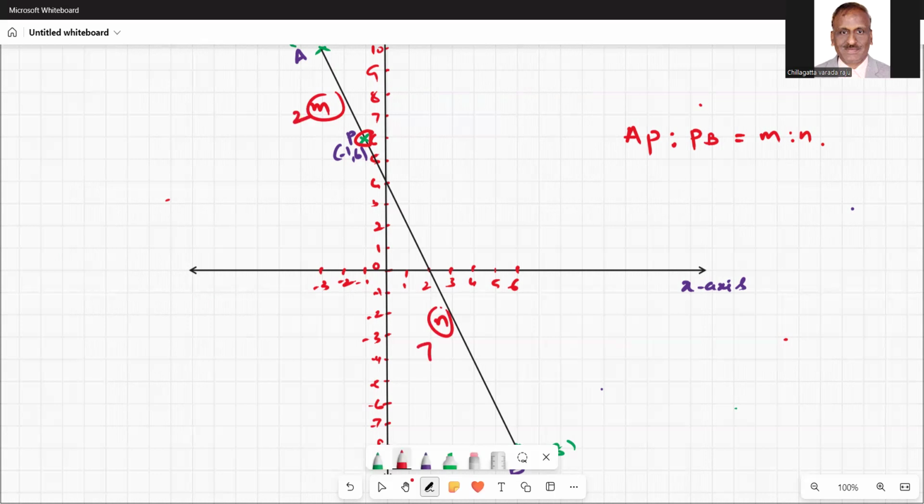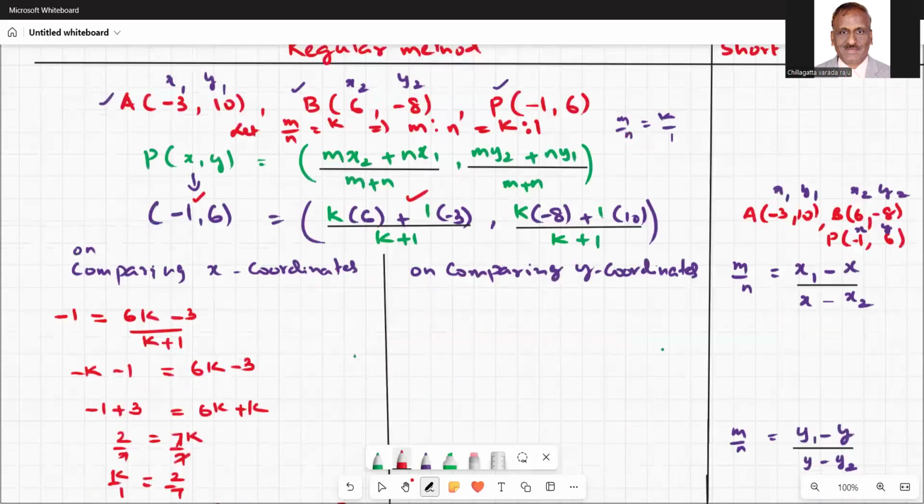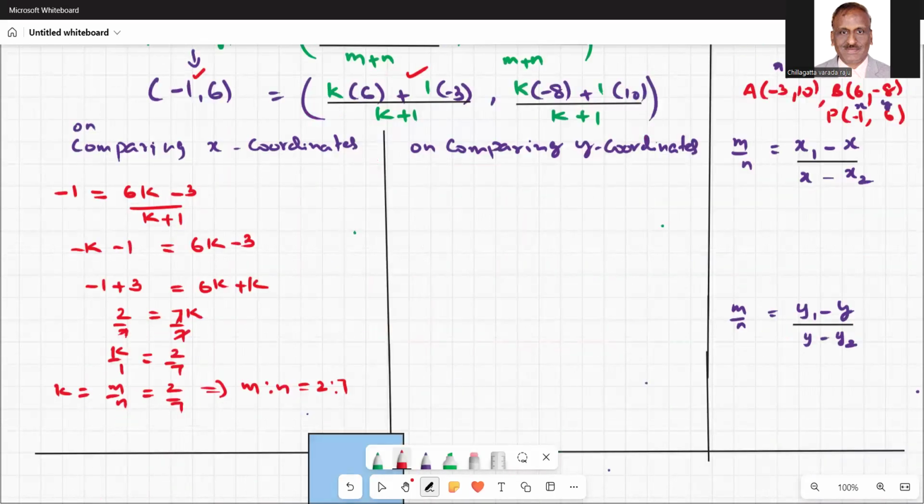So AP is to PB is equal to 2 is to 7. So we have compared the X coordinate. And shall we compare the Y coordinate also and check whether the ratio 2 is to 7 comes or not? So while comparing the Y coordinate, what are the Y coordinates here?